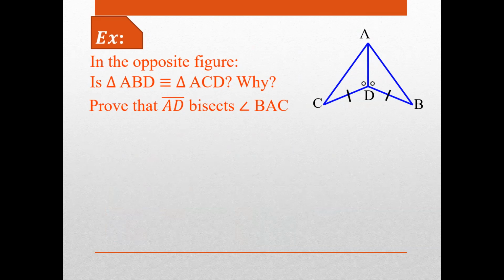Okay, remember with me, we say that the bisector is a line which divides the angle into two equal parts. So if we prove that angle BAD equals angle CAD, then AD will be a bisector.